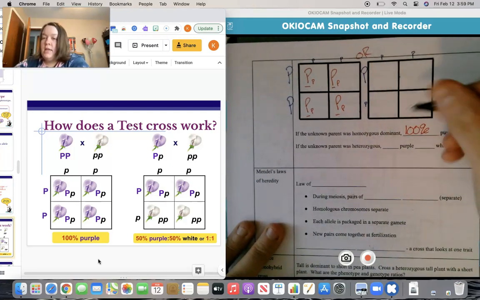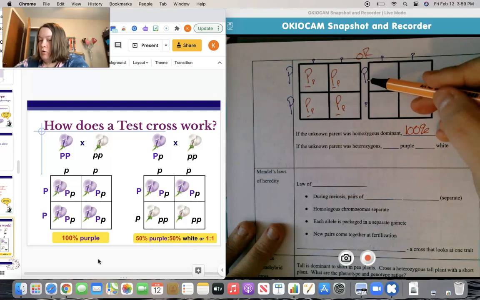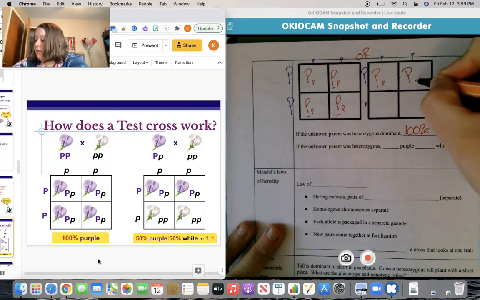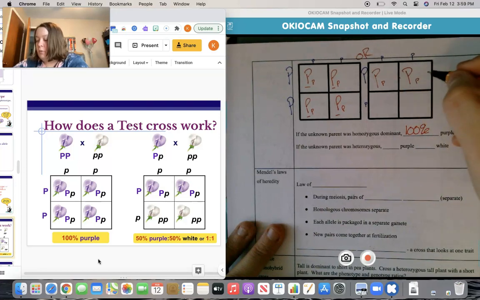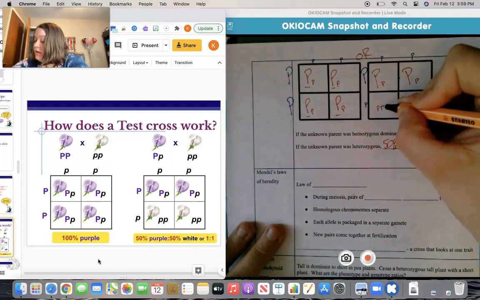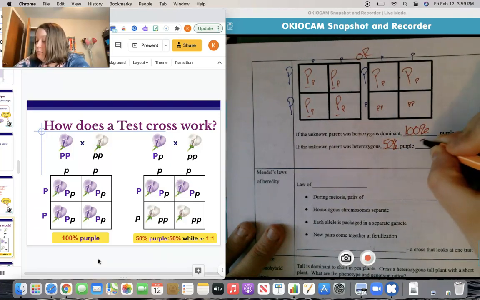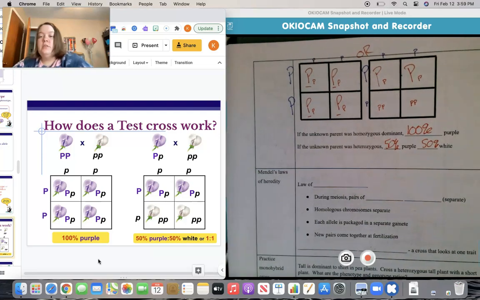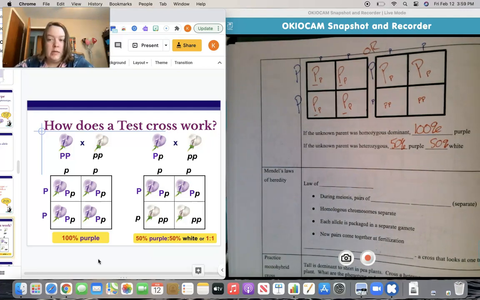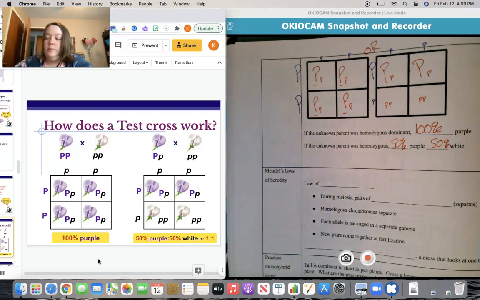However, if my purple flower was big P, little p, once I fill this in, I'll see half of the offspring will get a big P and be purple. So half will get a big P and be purple, but the other half is going to get a little p and a little p, white. So if I do this test cross, if any of the flowers come back white, my organism was big P, little p. If all of the flowers came back purple, then my unknown was big P, big P.